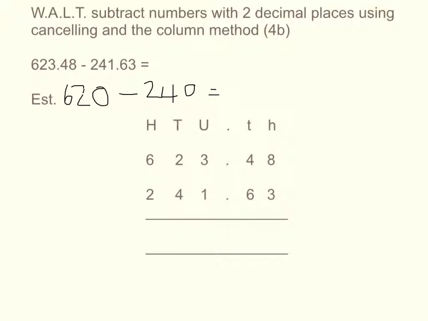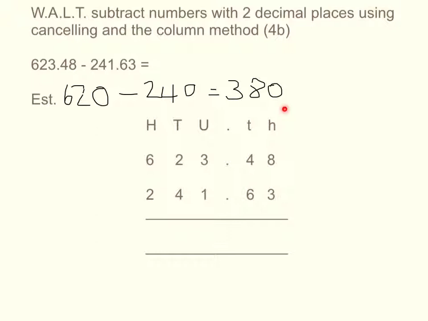I would first partition my 240, and I would think 620 take away 200 leaves me with 420, and then take from that the further 40, so that would give me an answer in the region of 380. If my answer is close to 380, then it would be sensible.